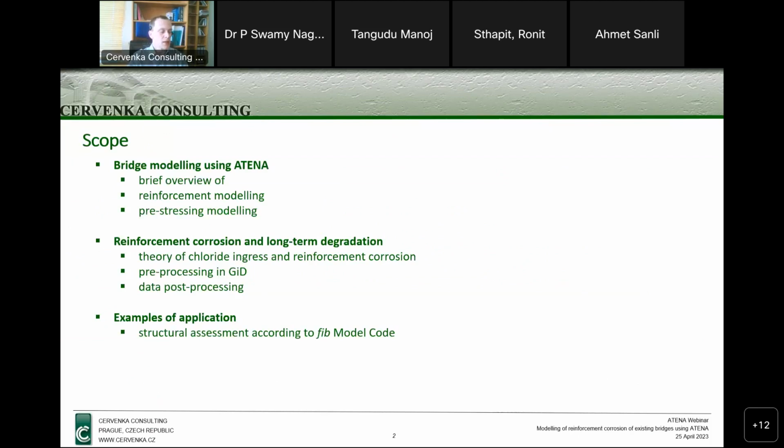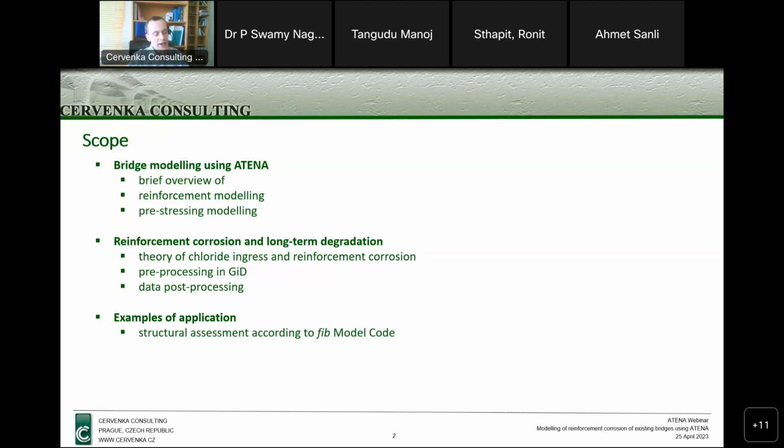I will start with a basic and brief overview of modeling of reinforced concrete bridges using ATENA. I will focus on reinforcement modeling and on some specific topics related to bridges, mainly giving you an overview of the possibilities of modeling prestressing elements.